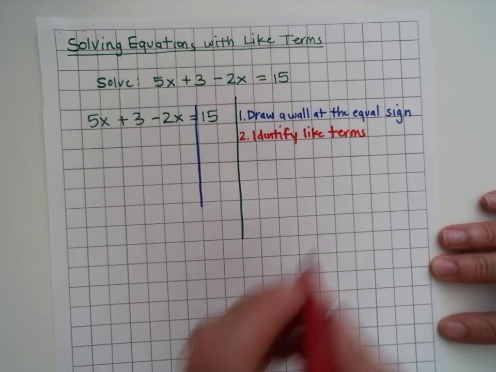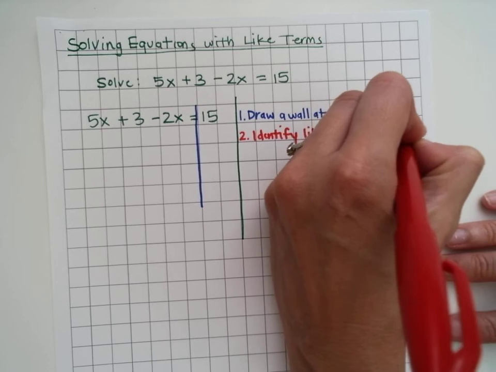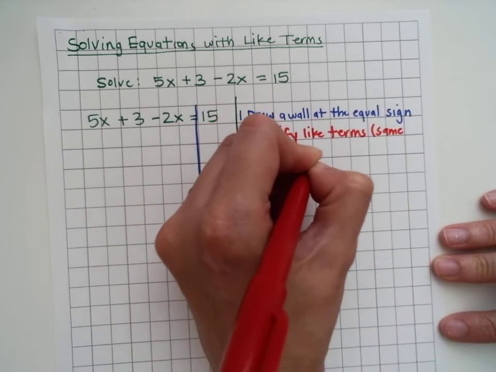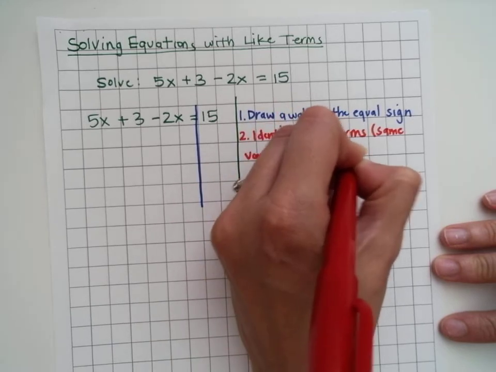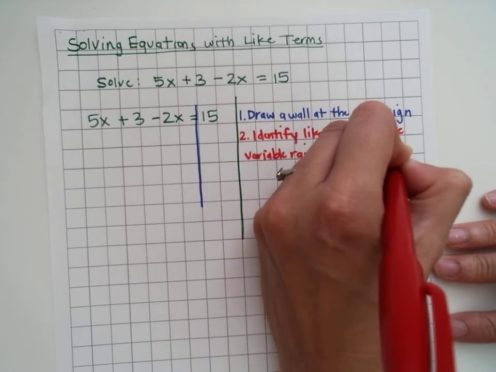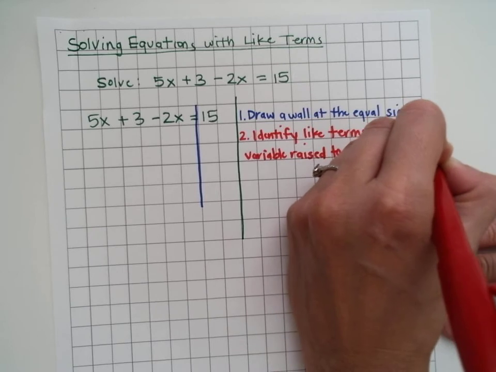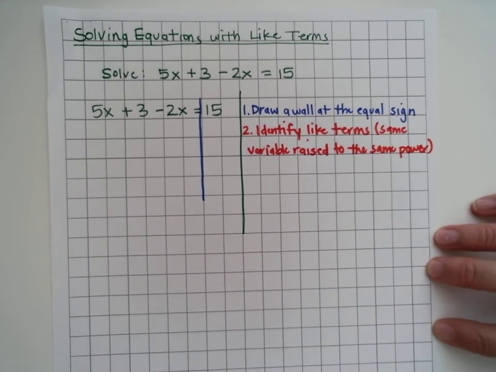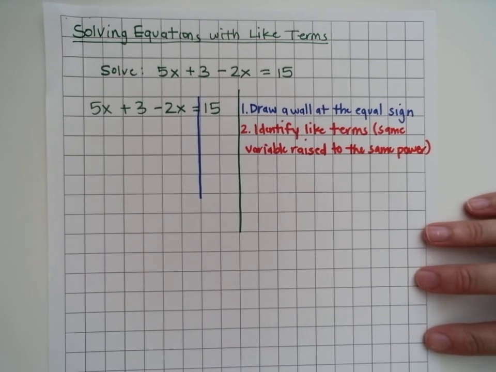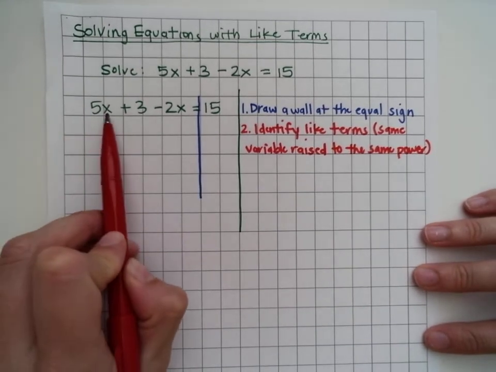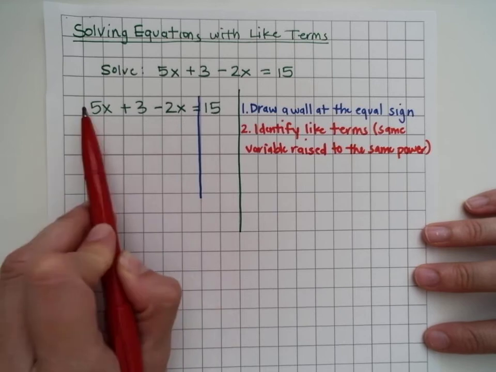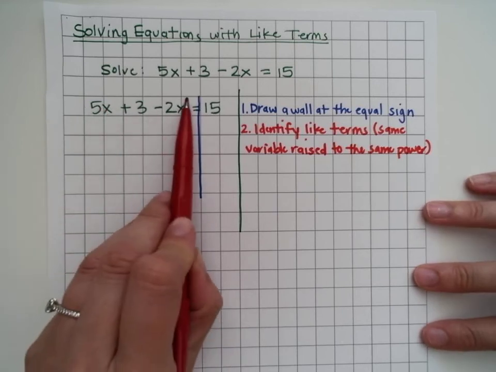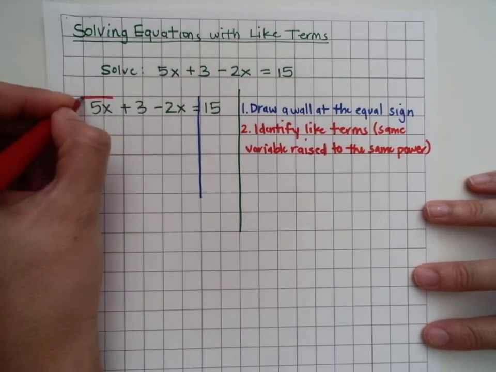So what are like terms? In case you forgot, they have the same variable raised to the same power. Okay, so 5x and negative 2x, those are going to be our like terms because they both have x to the first power. That means we can combine them.